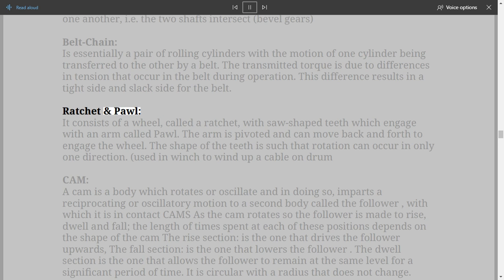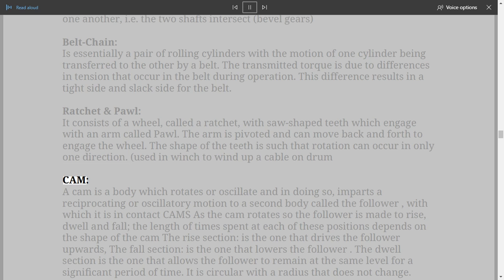Ratchet and pawl. It consists of a wheel, called a ratchet, with saw-shaped teeth which engage with an arm called a pawl. The arm is pivoted and can move back and forth to engage the wheel. The shape of the teeth is such that rotation can occur in only one direction. Used in a winch to wind up a cable on a drum.